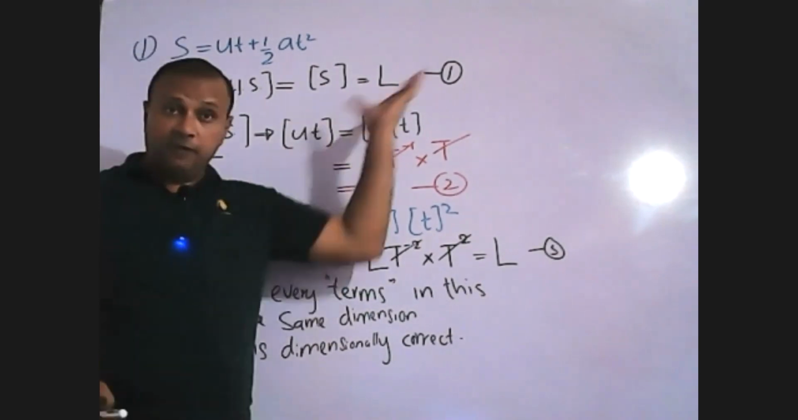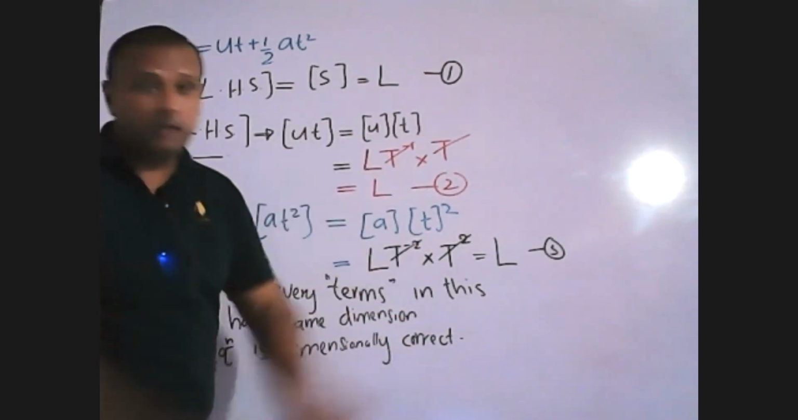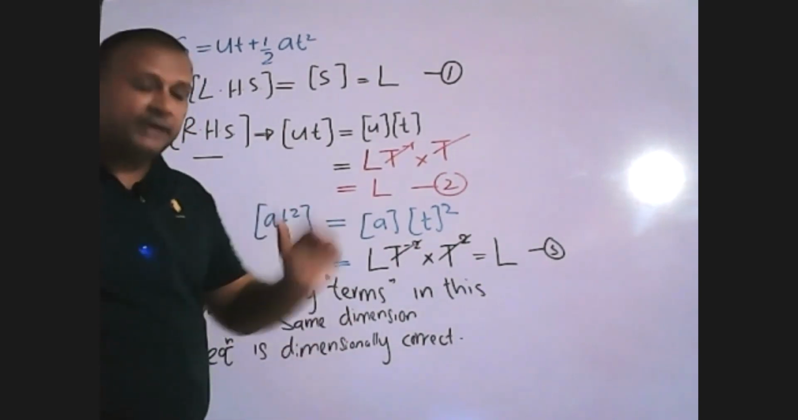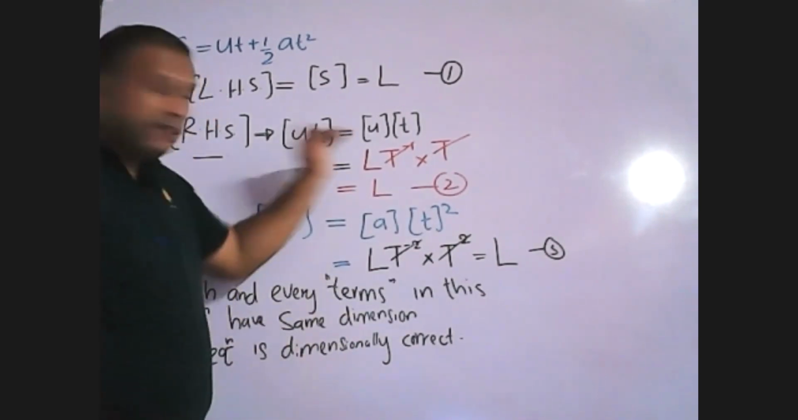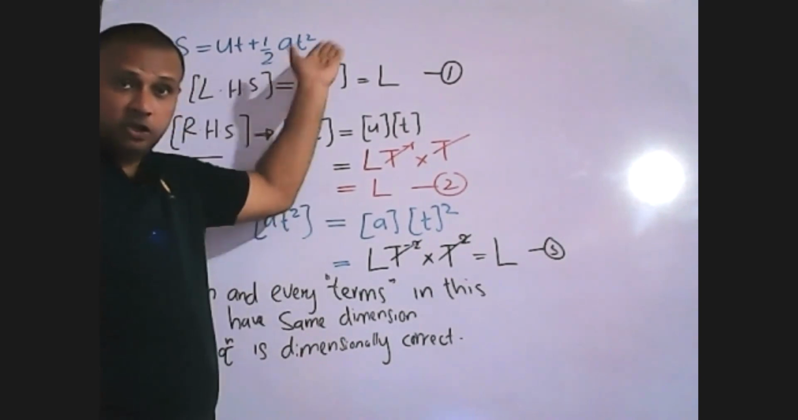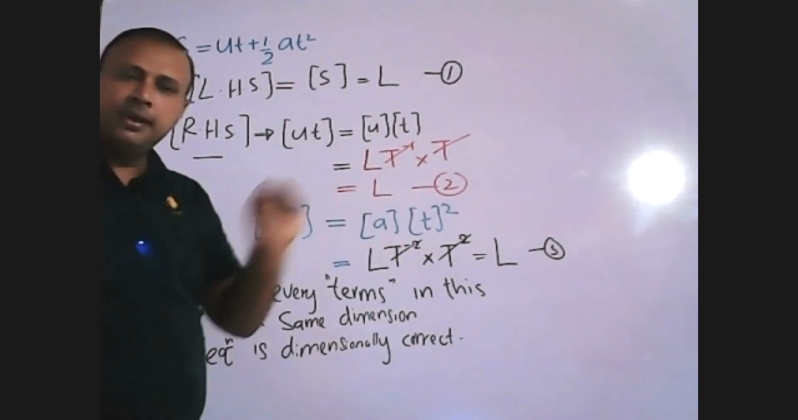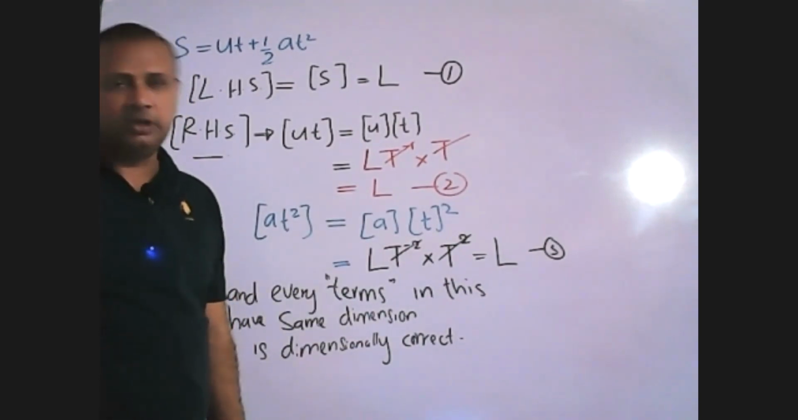If each and every term has the same dimension, then we should write that argument. Each and every term in this equation has the same dimension. Then we can say this equation is dimensionally correct.